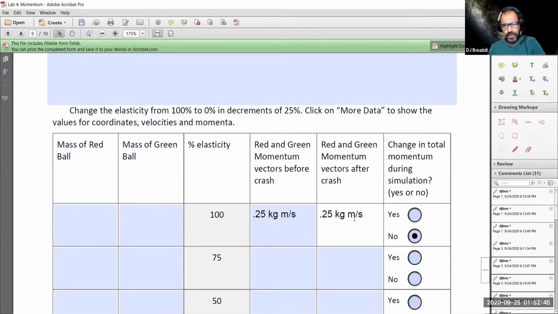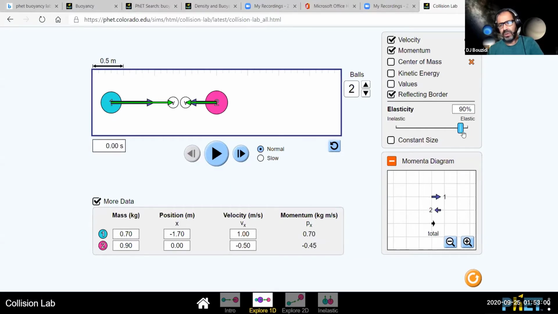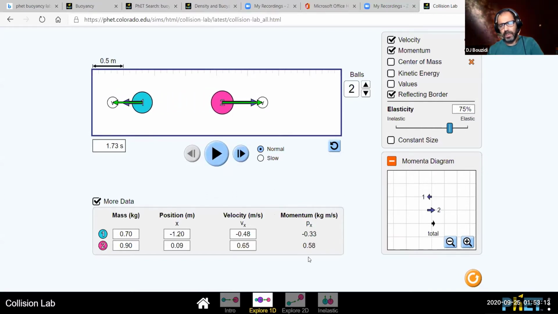per second, okay? Now, the main thing in here is to lower the elasticity. Let me stop sharing the screen and go back into this one. I'm going to first reset this. I'm going to change the elasticity now down to 75. Note the momentum before. Do the collision. Stop it. Note the momentum after. Add the numbers and check.